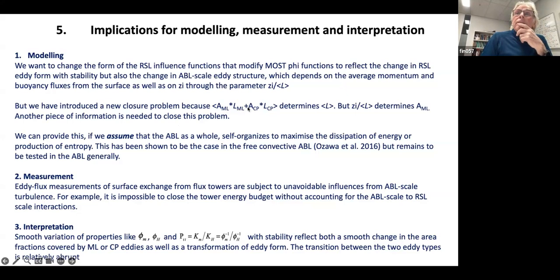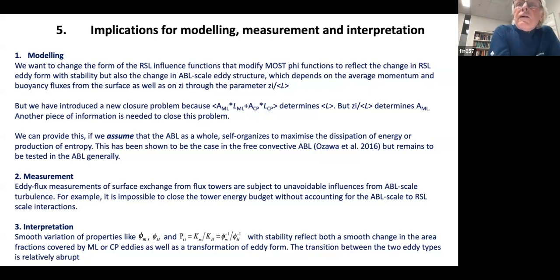But we have this new closure problem because the area of mixing layer eddies times the Obukhov length of the mixing layer eddies, plus the area of canopy plumes times the Obukhov length of the canopy plumes determines the average. But Zi upon L determines the area fractions. So we need another piece of information. And this really is the subject of another seminar. We can provide this information if we can assume that the atmospheric boundary layer as a whole self-organizes to maximize the dissipation of energy or the production of entropy.